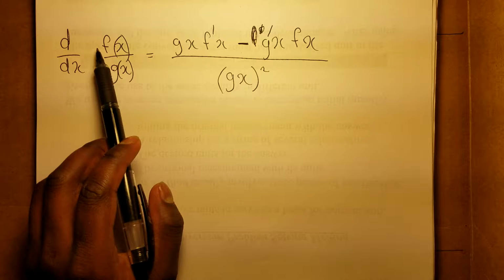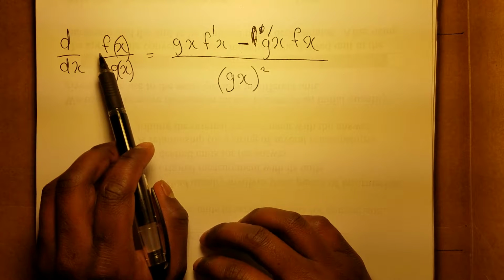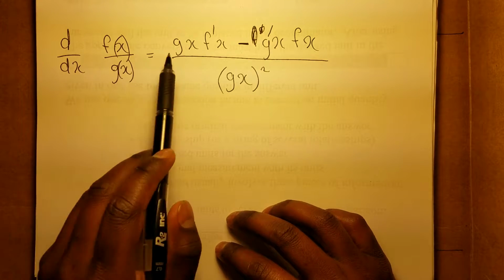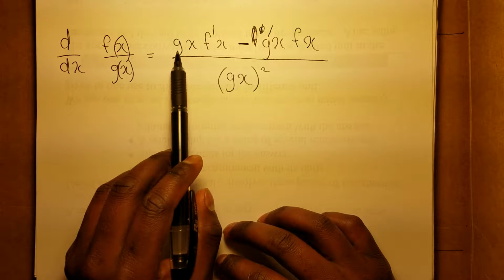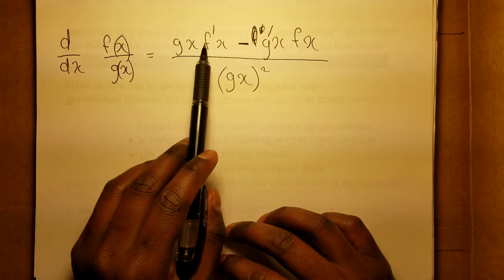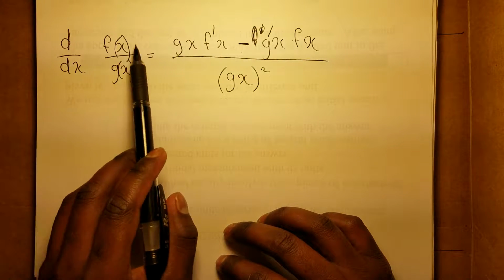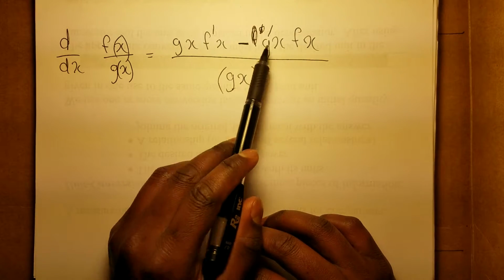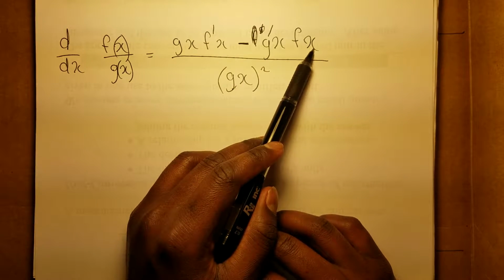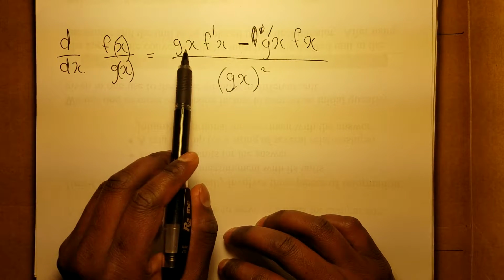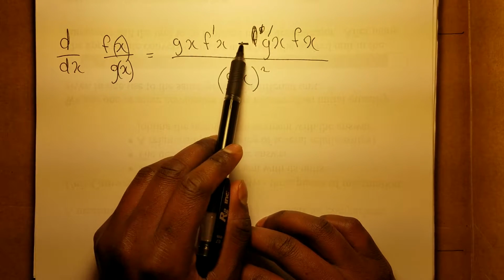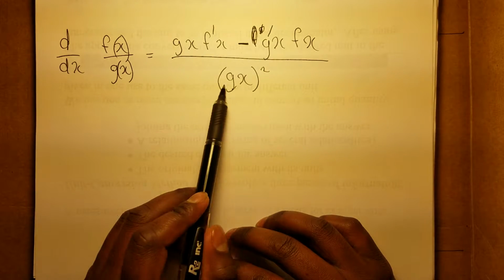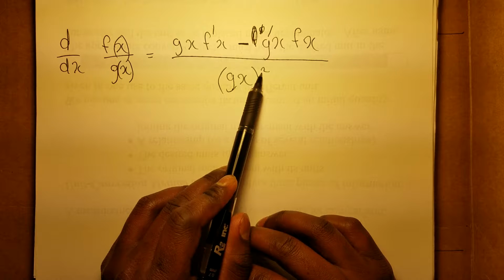So the derivative of a quotient is the bottom function times the derivative of the top function, minus the derivative of the bottom function times the top function, right? So you take the bottom function multiplied by the derivative of the top function minus the derivative of the bottom function times the top function all over the bottom function squared.